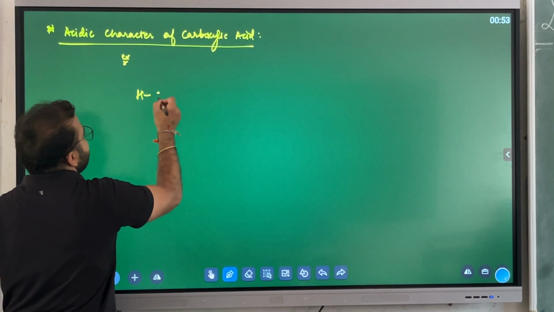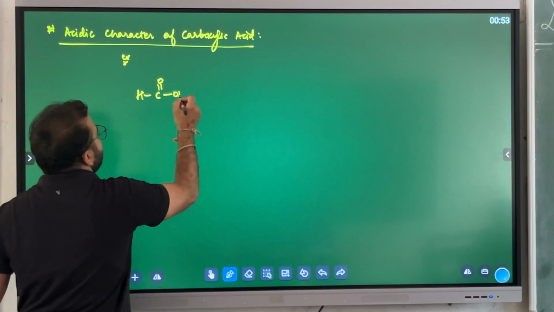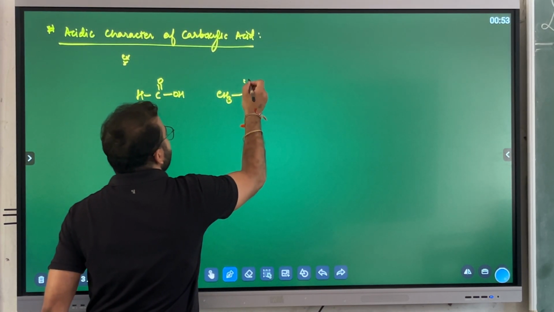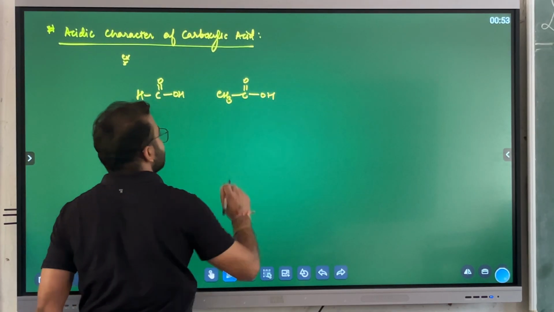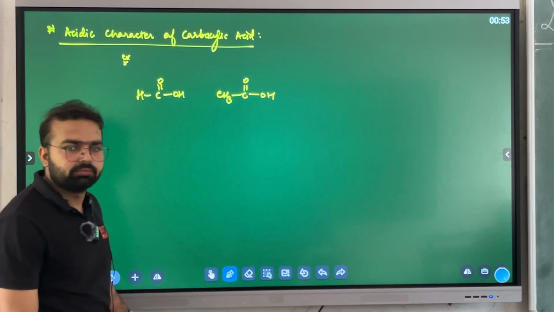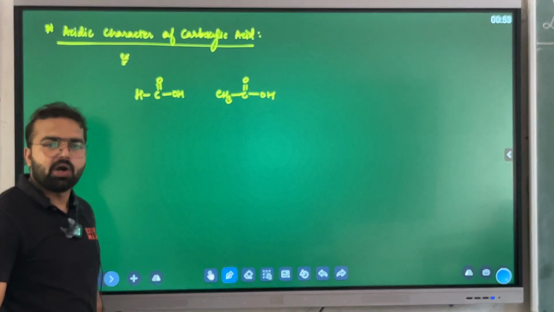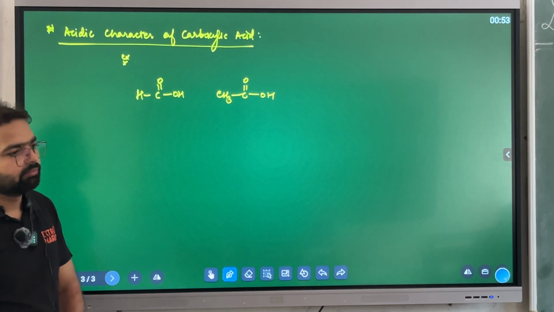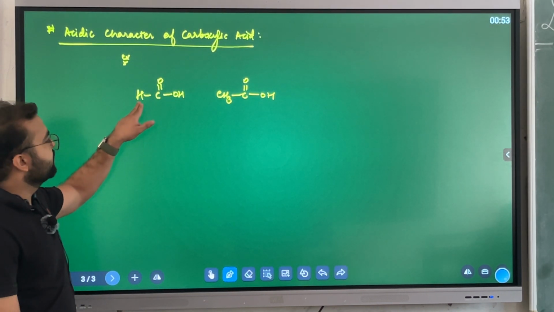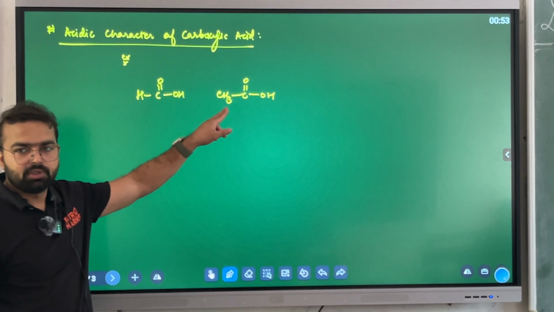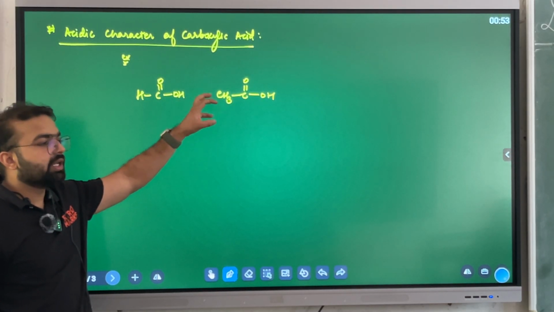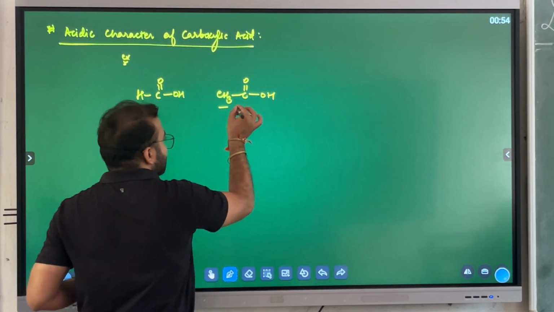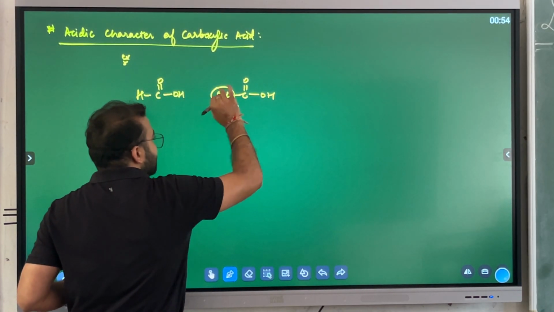If I am having HCOOH and on the other hand I am having CH3-C=O-OH, which is more acidic? How will I find out the acidic character, or which one is more acidic? There are two groups. First is H, second is CH3. So CH3 has more electron releasing density. So it means the flow of electrons from the CH3 part will be toward the carbon.